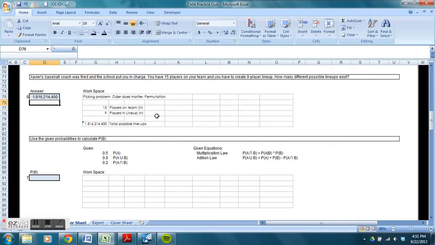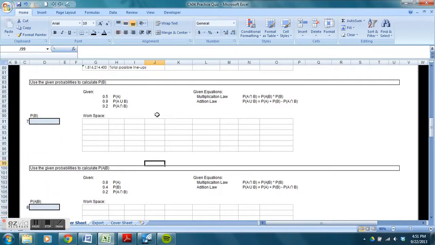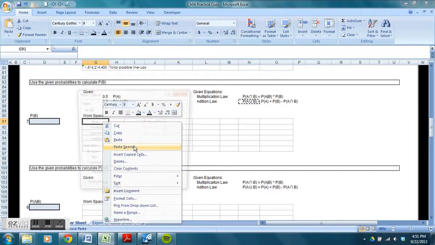Alright. Question 7. Use the given probabilities to calculate the probability of B. Here are our given probabilities, and here are the given equations. These are your two go-to equations whenever you're doing probability and you're looking at unions or intersections or conditional probability. And so we look at these two equations and we can use the addition law. So I'm going to copy that addition law because I want to put that in my workspace. Paste special, and I'm just going to paste the values because I don't want the formatting. I like the workspace formatting for the workspace.